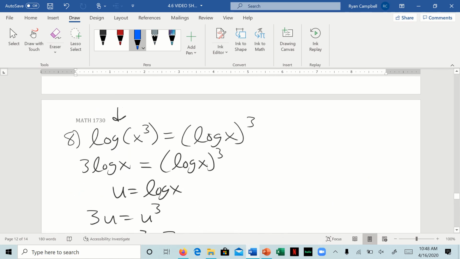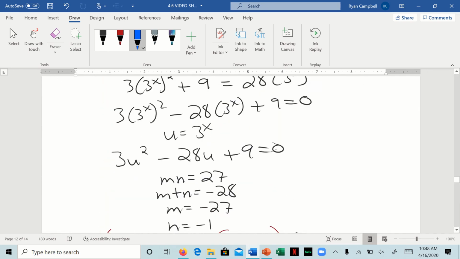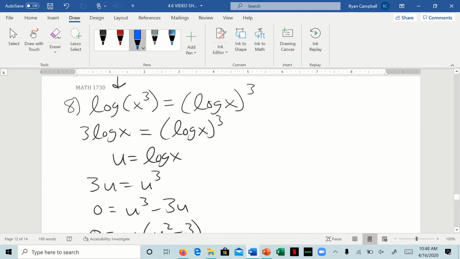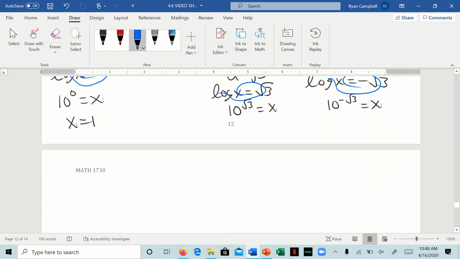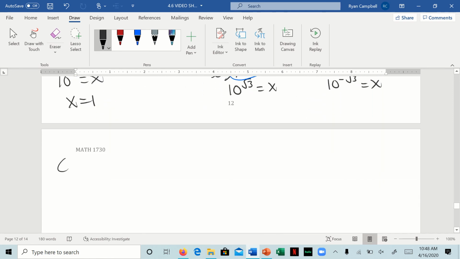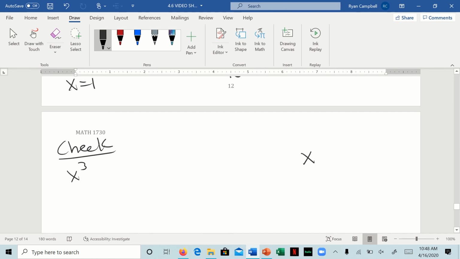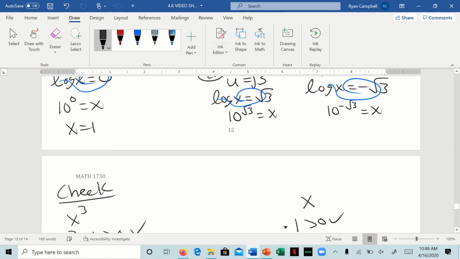All right, so do we have to check ourselves? Yes, we do, right? We got to check x cubed, and we got to check x. Well, if we check for 1, 1 cubed is 1, which is positive. And then 1 is positive. Good. So 1 is an answer.